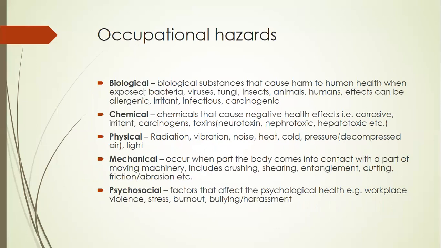So I'm just going to give you a classification of occupational hazards that you can have. So the first is biological. Biological is any substance that causes harm to human health when someone is exposed to it: bacteria, viruses, fungi, insects, animals, other humans, and the effect can be allergenic, irritant, infectious, or carcinogenic. Chemical, these are any chemicals that have a negative health effect, either corrosive, irritant, carcinogenic.